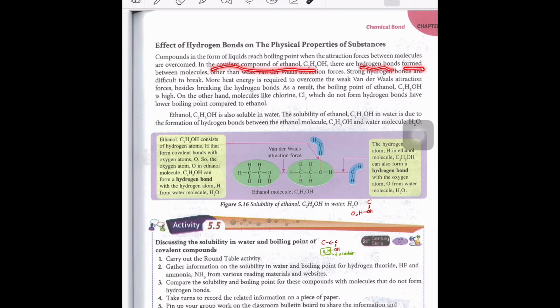Ada hydrogen bond between molecules selain daripada weak van der Waals attraction forces. Okay, this is another new term that you are going to learn today. Van der Waals. Di mana boleh jumpa van der Waals? Okay, van der Waals ni adalah ikatan di antara apa? Di antara elemen-elemen, unsur-unsur di dalam covalent compound. Van der Waals hanya ada di dalam covalent compound.